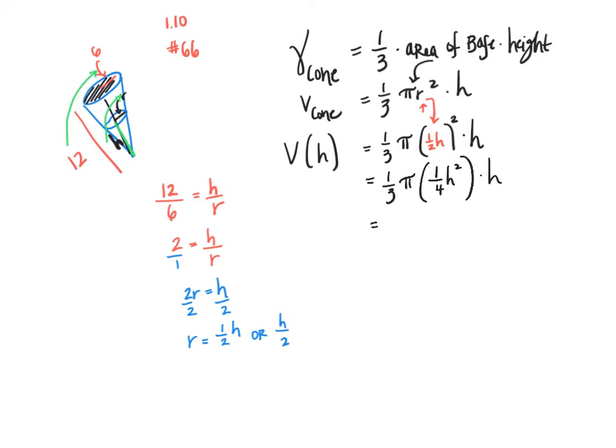So it's going to be 1/4 h squared times the height. So then I'm just going to simplify. I can do 1/3 times 1/4, which is going to be 1/12. And then I've got pi times h squared times h. So I'm just going to write that pi h to the third.